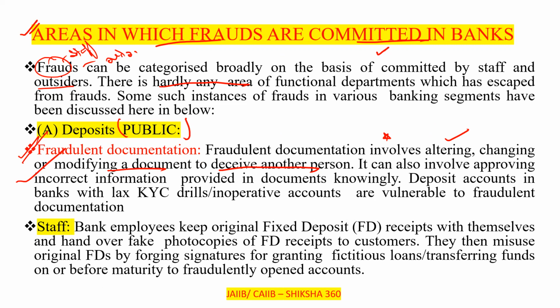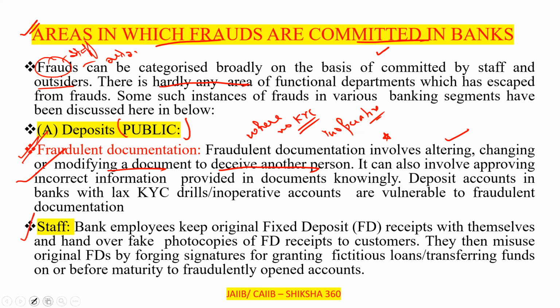Deposit accounts in the bank with less KYC drills, or inoperative or dormant accounts, are vulnerable to fraudulent documentation. That's why the bank will say that when you are going to operate any dormant account, take the ID proof again, that is Aadhaar card, PAN card, along with the latest photograph, and all these are to be verified by the concerned officer of that department along with the branch head's authorization.